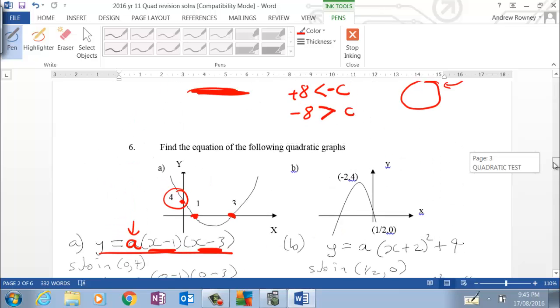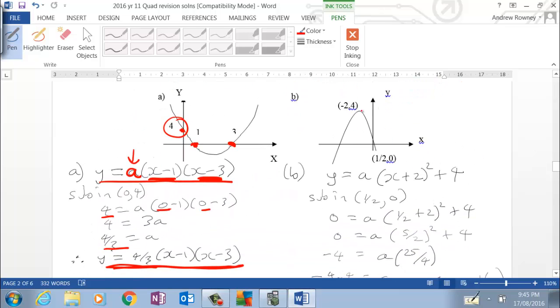Do the same over here, but this time we don't have x-intercepts, we've got the vertex. We use the vertex formula. So it's this formula here, where the x-coordinate is the opposite sign of what's in this bracket here. Instead of +2, it's -2, but the y-coordinate is exactly that value sitting out there, which is +4. That's the vertex formula, which is A(x take h) all squared plus k.